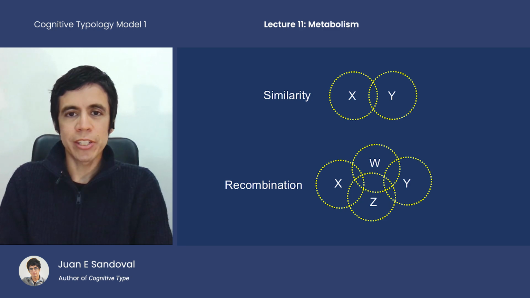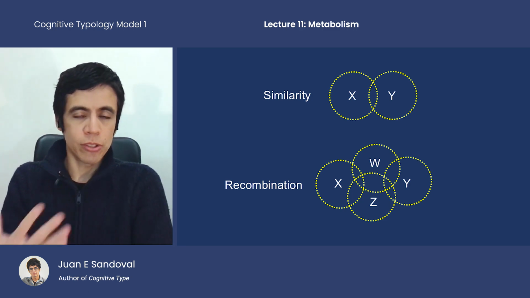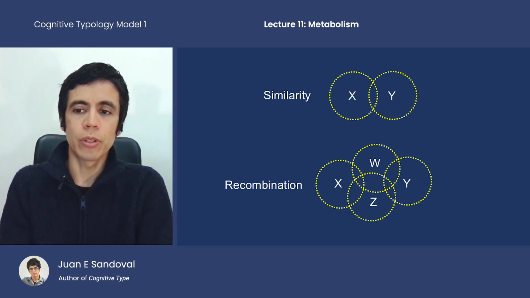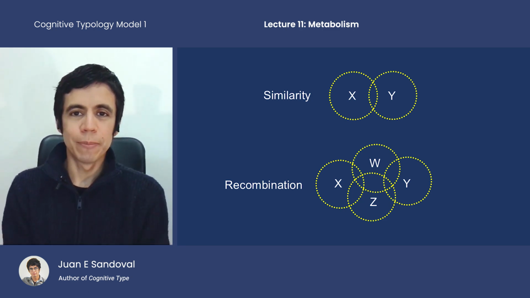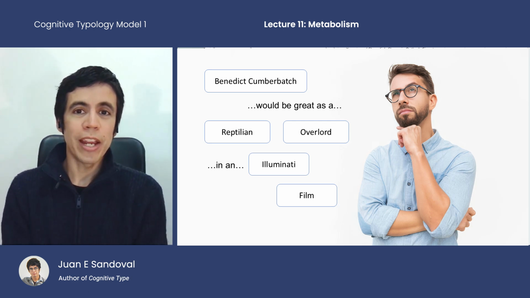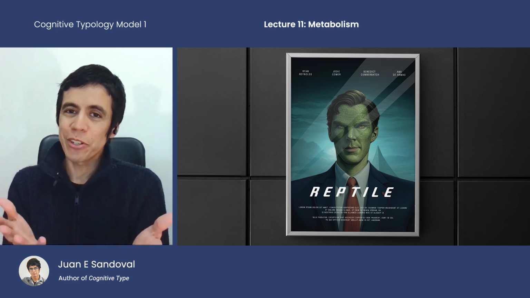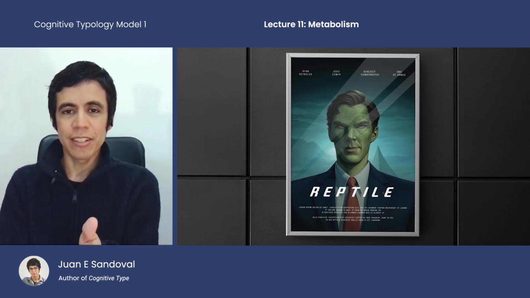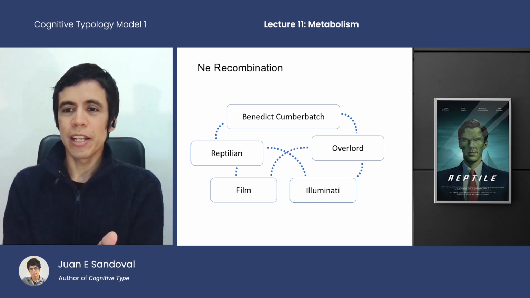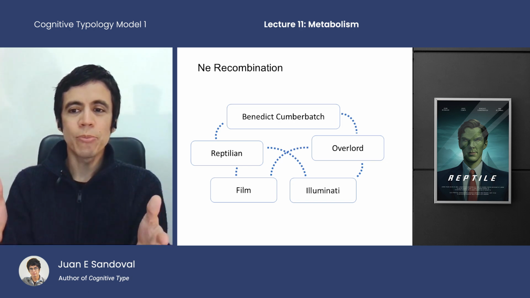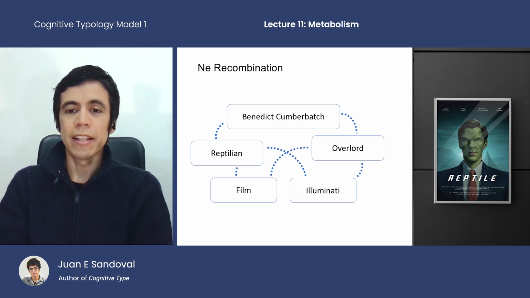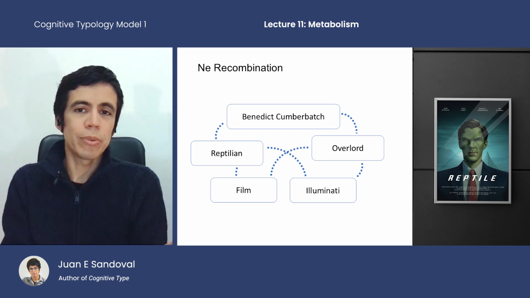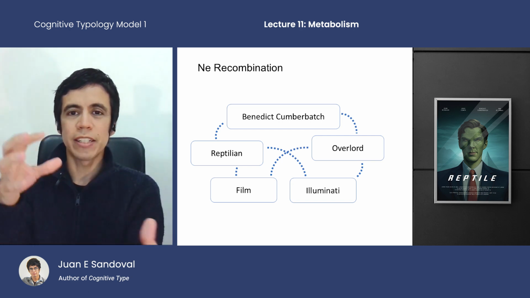Now, the association type that we just looked at is similarity. But another kind of association NE can make is one of recombination. And that's taking two or more different ideas and merging them together. So for example, let's say an NE user says, Benedict Cumberbatch would be great as a reptilian overlord in an Illuminati film. And here I have for you an AI-generated poster that could fit the theme. So that's taking several ideas, reptilians, Benedict Cumberbatch, Illuminati, pyramids, and combining them in such a way that they produce a new possibility. The possibility, in this case, of an alternate reality in which this is true, this is real. And so it kind of creates a chimera by combining these different points together.